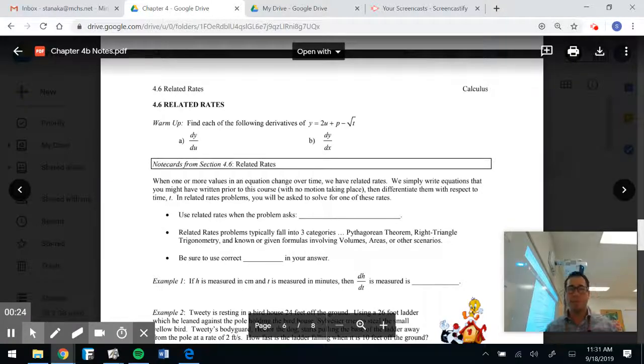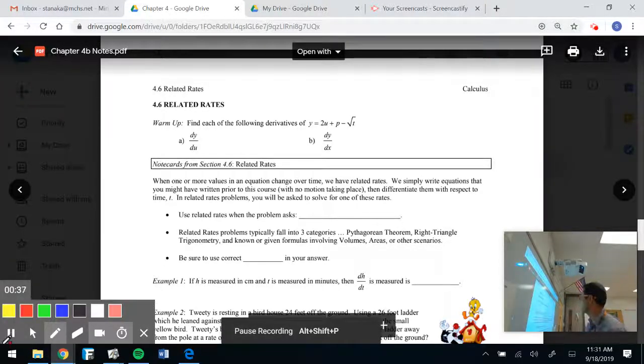Warm up. A skill that we're going to have to do is do things implicitly here and deal with different variables, which messes some of us up. So I'm going to do A for you, and then what I want you to do is take a stab and see if you can find out how to do B on your own.